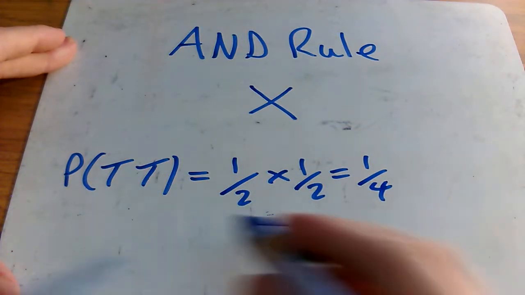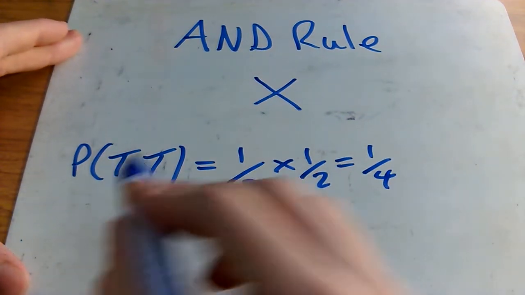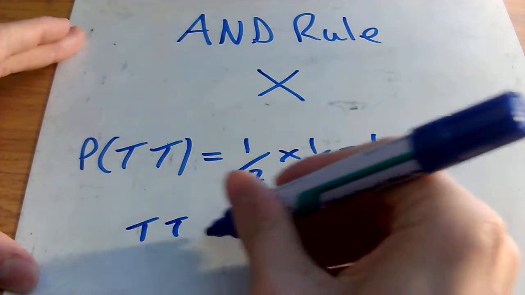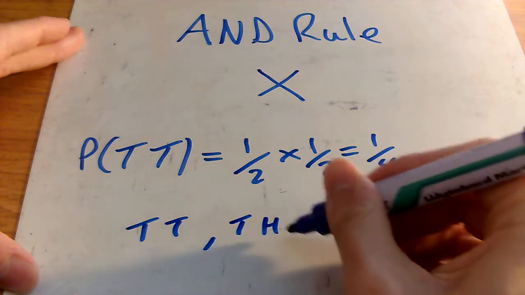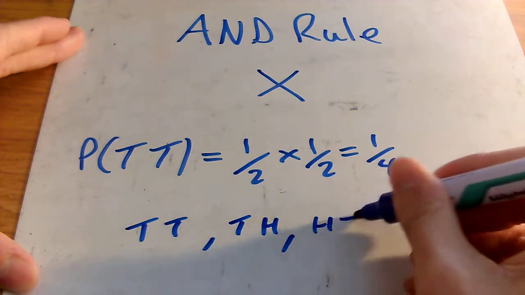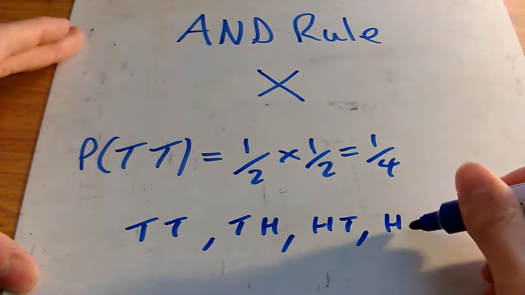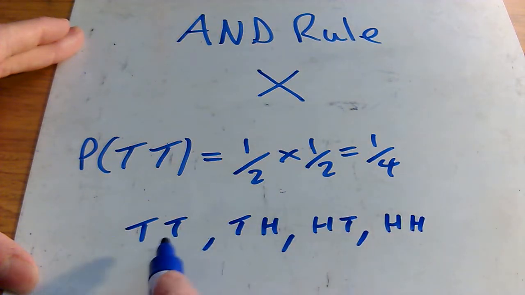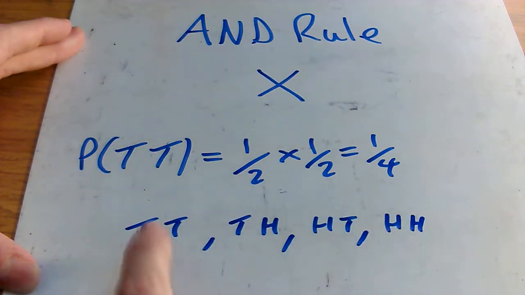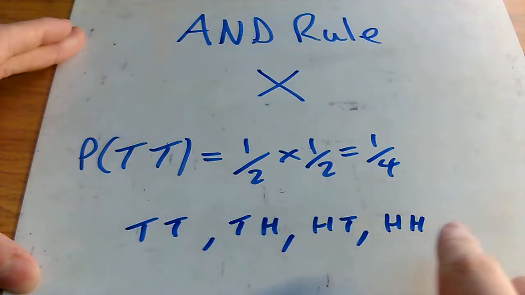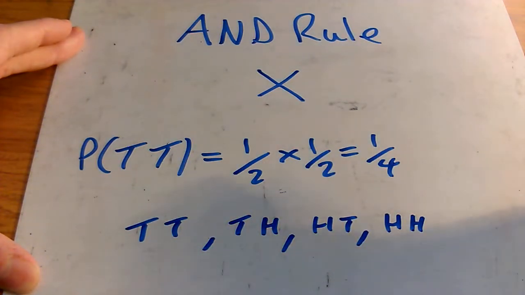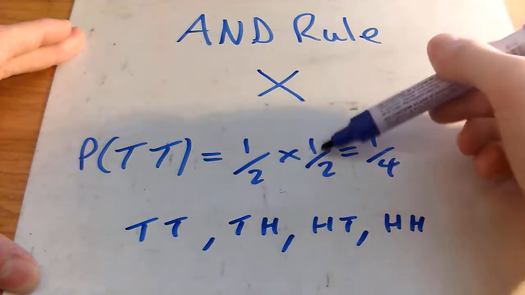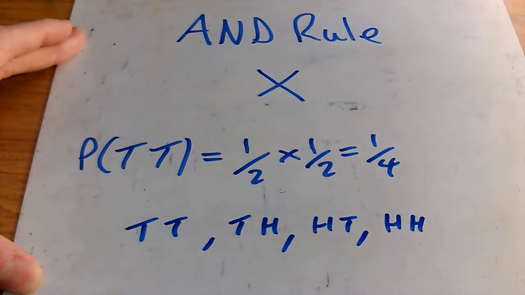You can see this is true because if you list out all the possibilities from flipping a coin twice, you get tails, tails, you get tails, heads, you get heads, tails, and you get heads, heads. 4 possibilities, one of which was the one we wanted. So there's a 1 in 4 chance of this happening, which is what you get from multiplying with the AND rule. So tails and tails, 1/2 multiplied by 1/2, 1/4.